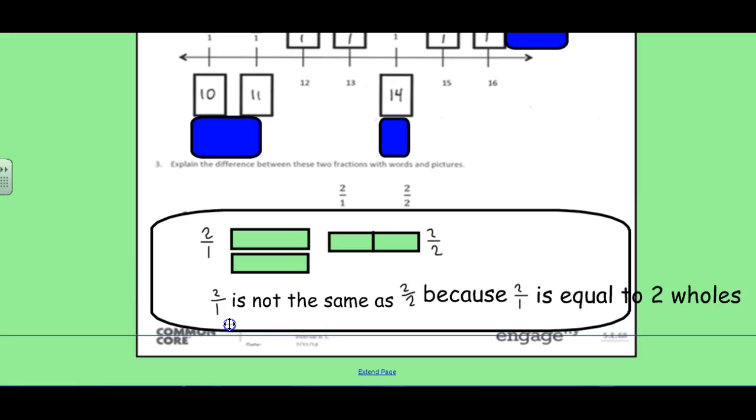and then we know that 2 halves is not equal to 2 wholes, it's actually equal to 1 whole. So 2 halves is equal to 1 whole. So that tells us how they're not the same, because if they were the same, then they would both be equal to the same whole. So the answer is really that 2 over 1 is not the same as 2 halves, because 2 over 1 is equal to 2 wholes and 2 halves is equal to 1 whole. So that tells me why those 2 fractions are not the same fractions and they don't equal the same thing.